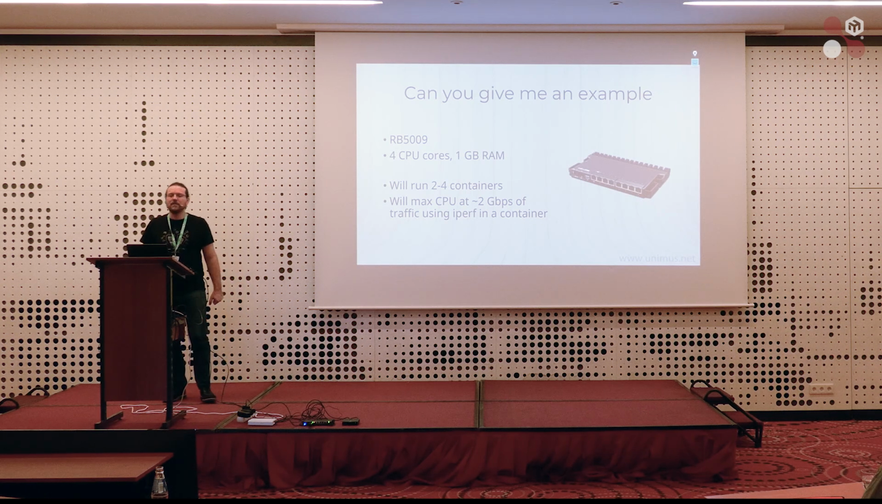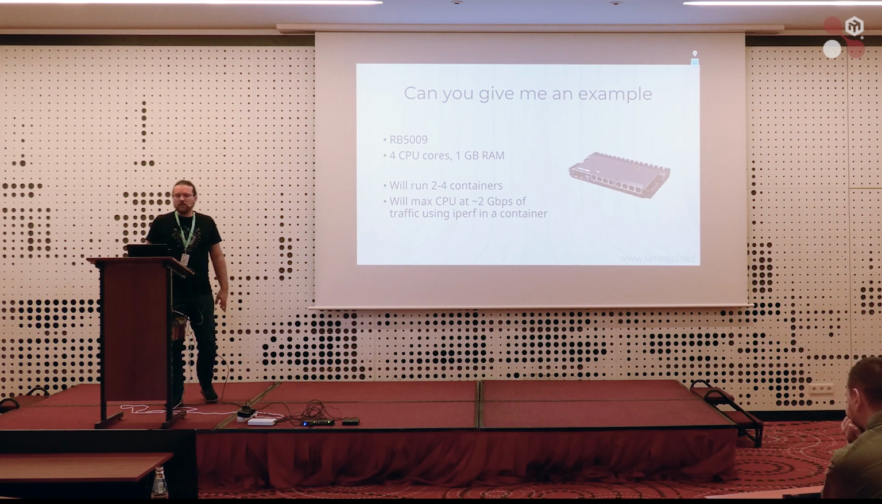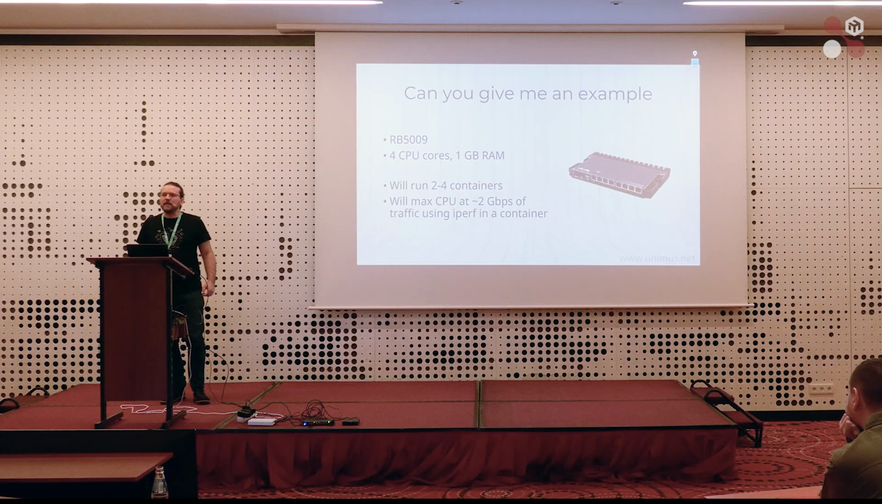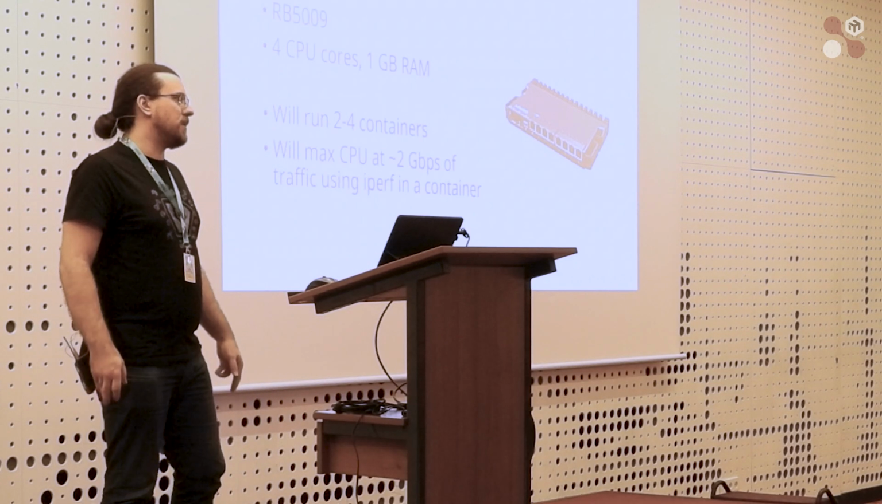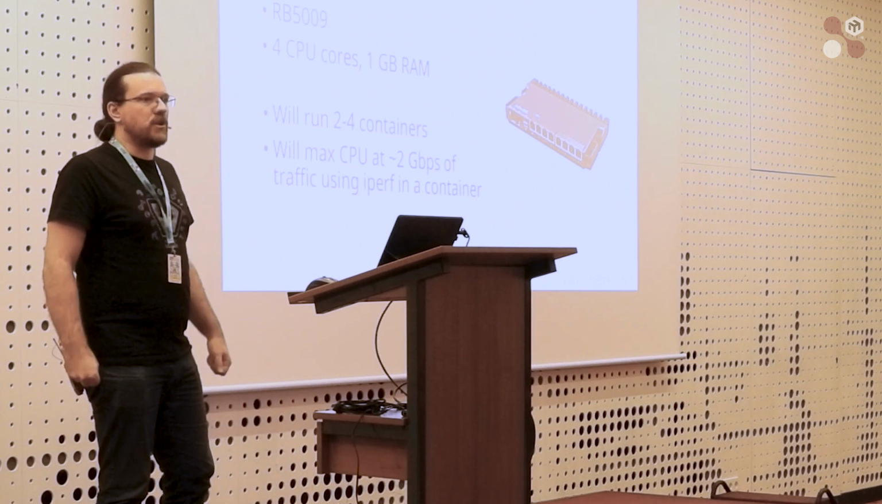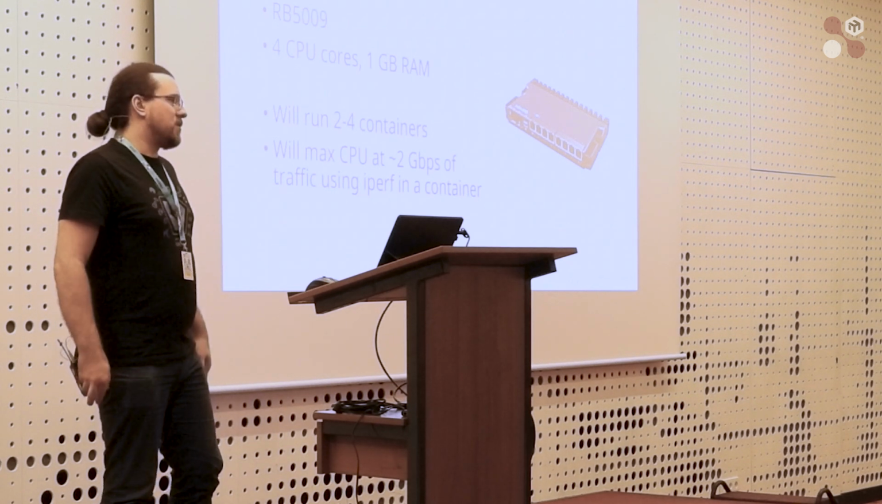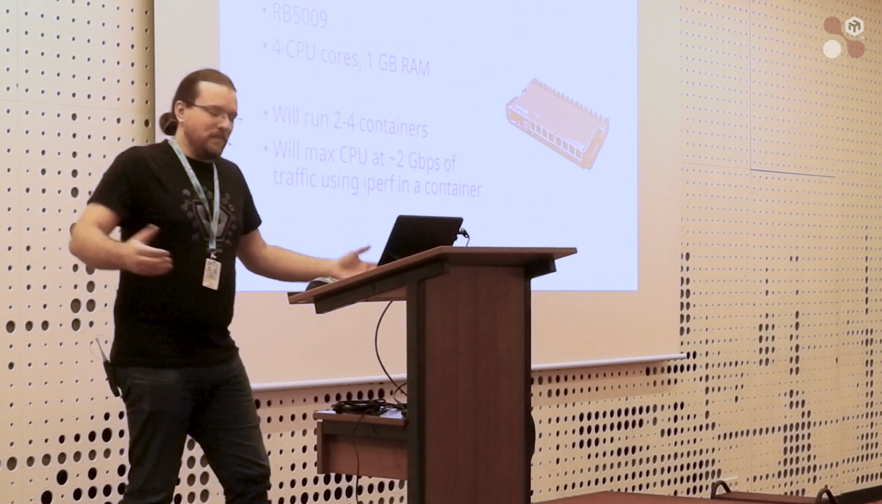Sure, we just mentioned that we will have a 5009 running here. This has 4 CPU cores, 1 gig of RAM, will easily run 2 to 4 containers, depending on the use case, depending on which containers you use, and will max out at about 2 gigabits of traffic using iPerf in a container. That will max out the CPU. So that's not a little. As you can imagine, RouterOS is running on top of Linux. So these are really general purpose ARM computers just running routers. So we'll just be using them as general purpose computers.